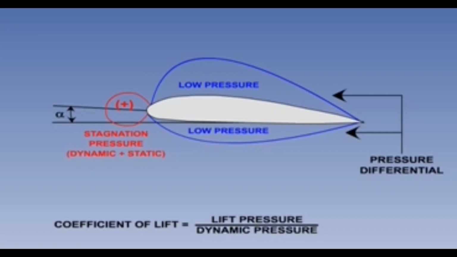Next is coefficient of lift. All these coming together, the aerofoil shape, the aerofoil size, the aerofoil's aspect ratio, along with the different flow and stagnation point, together make the coefficient of lift. Briefly put, coefficient of lift is lift pressure divided by dynamic pressure. Lift pressure is the pressure differential between upper and lower surface of the wing, and dynamic pressure is the pressure created because of the motion of the air, mainly experienced on the leading surface of the aircraft. So this is your coefficient of lift.